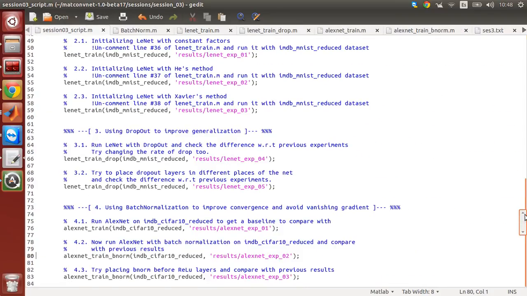Okay, that is it. This is everything, all the basic and standard tricks people use to improve convergence and to help the training procedure.